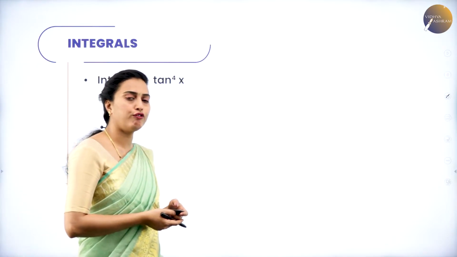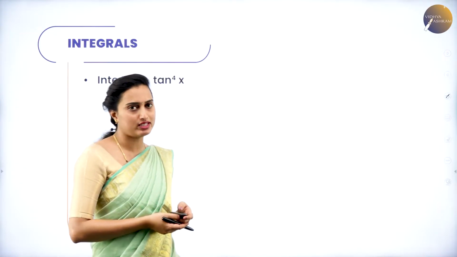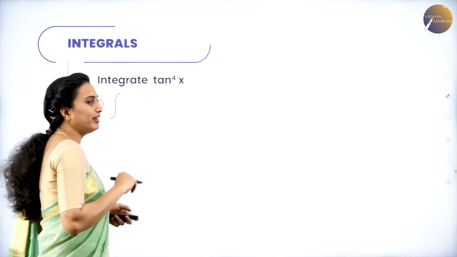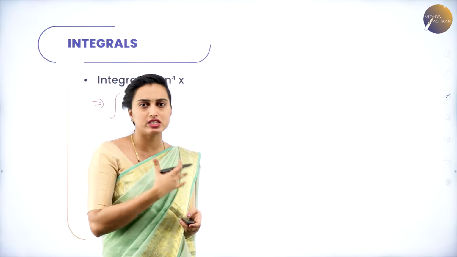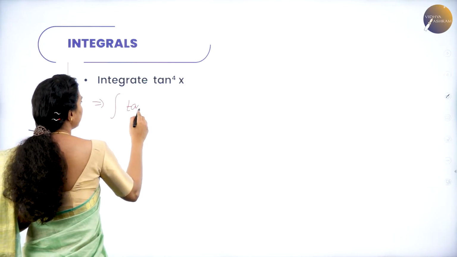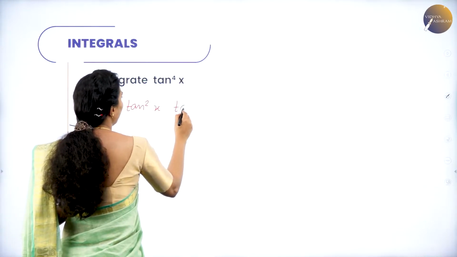Integrate tan to the power 4 x. Dear students, you can write this tan to the power 4 x as, see, I am writing like this. You know already tan squared theta can be written as secant squared theta minus 1, just now we have seen. Now accordingly, I am going to write this one as tan squared x into tan squared x.